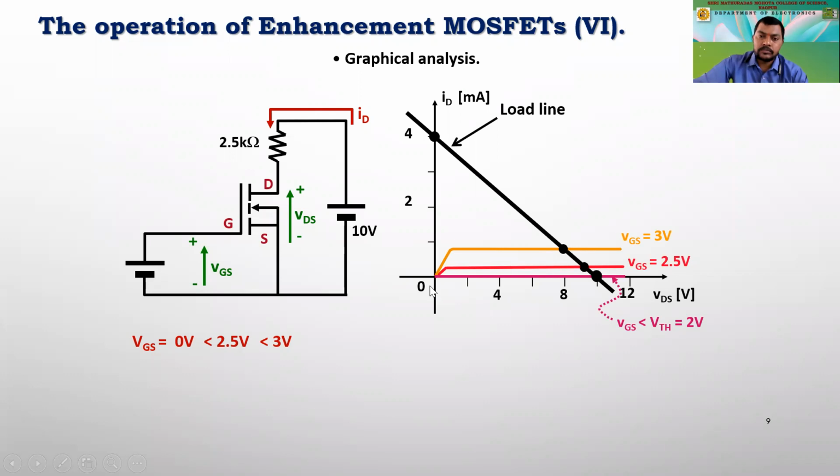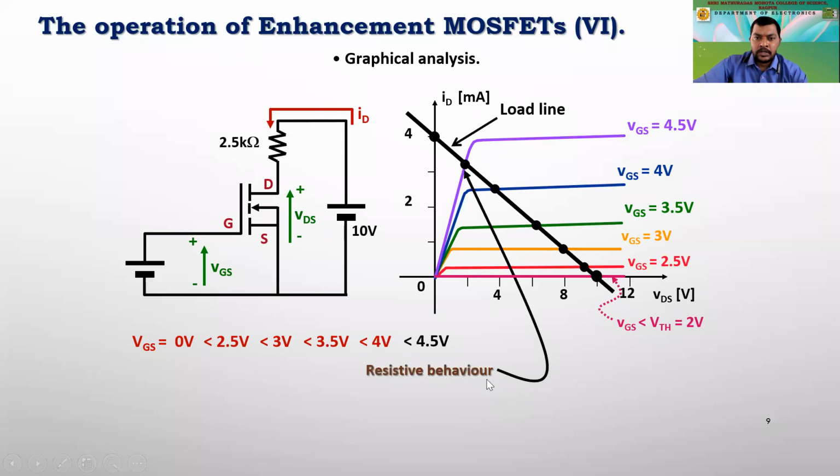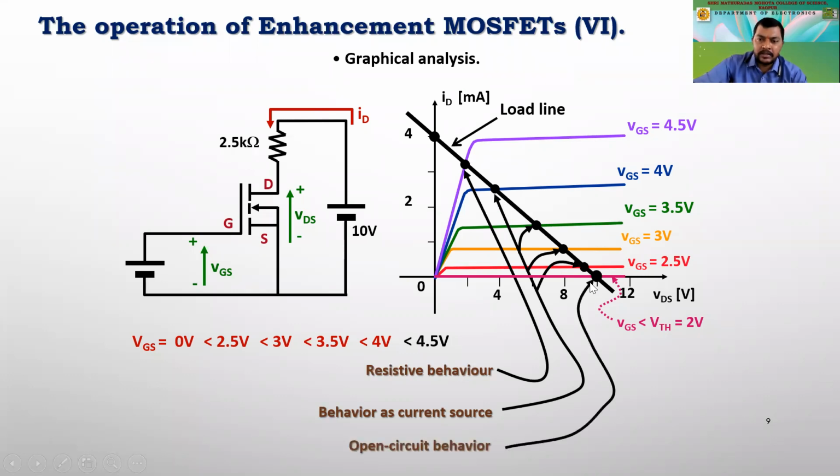Initially, the current starts increasing and then it becomes constant. Similar is the case for 3.5, then 4, and say 4.5, and so on. Last, we are having this as the resistive behavior and this behavior as the current source. So we are having the current flowing through it, the largest over here, and in the last region we'll have an open circuit type of behavior. So this is actually the drain source characteristics of the enhancement MOSFET.